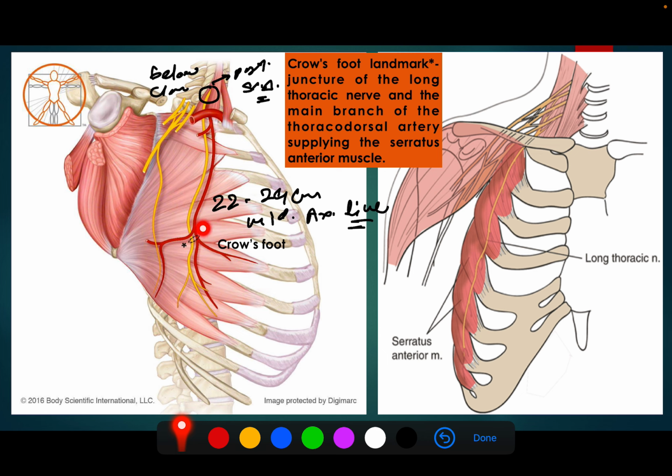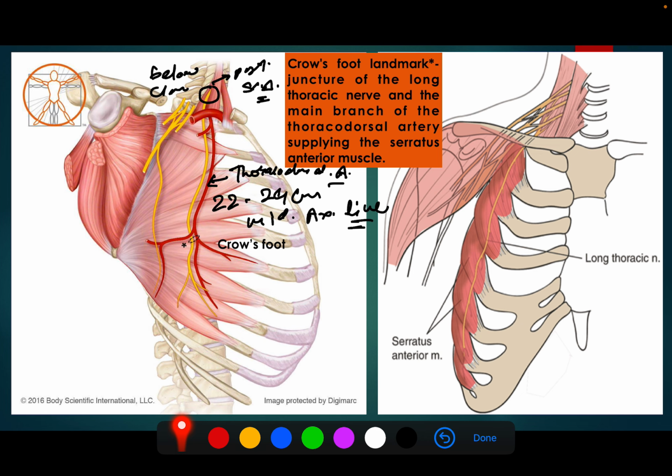And in the middle we can see this landmark. This landmark is formed by this artery. This artery is my thoracodorsal artery. Which artery? Thoracodorsal artery. So it passes along with the thoracodorsal artery, and here with the multiple branches of the thoracodorsal artery, this region looks like a crow's foot. So we call this a crow's foot landmark.